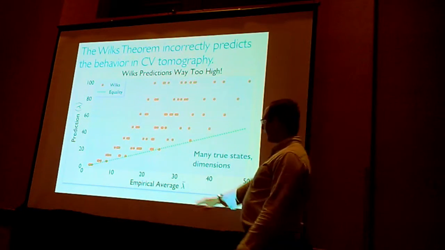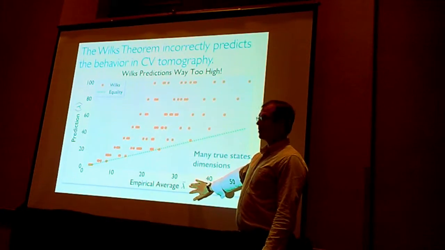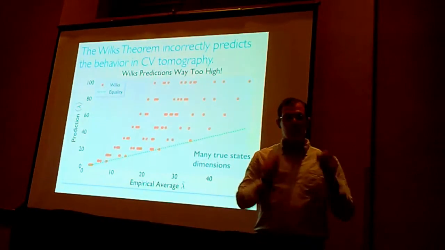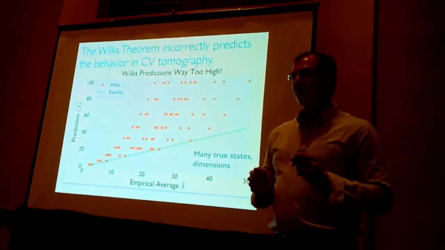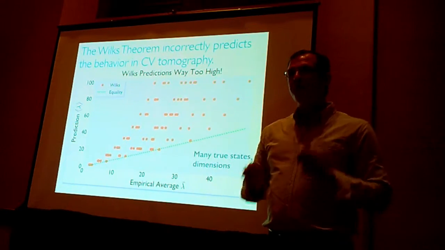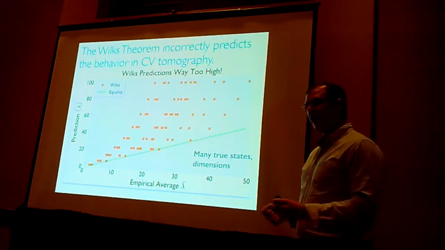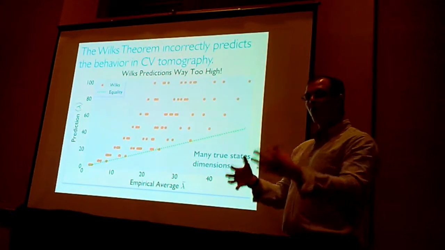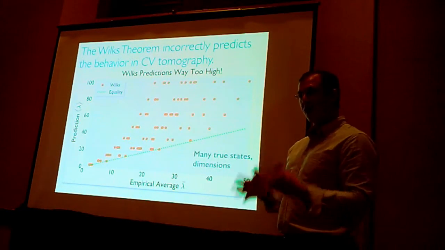Plotting the empirical average on the x-axis and plotting the Wilks prediction on the y-axis, we see that pretty consistently the Wilks Theorem just sucks. It always predicts a number that is way too high, which means that when we try and formulate these information criteria, we're going to be horribly off in choosing the right model.